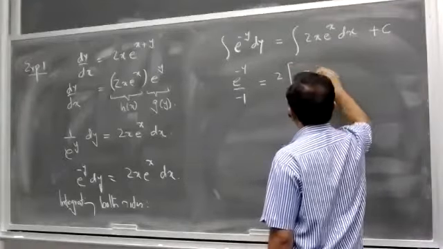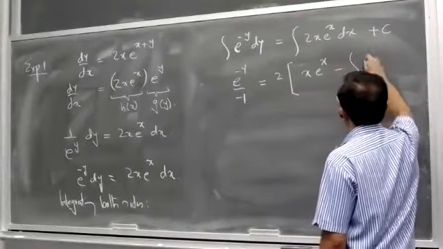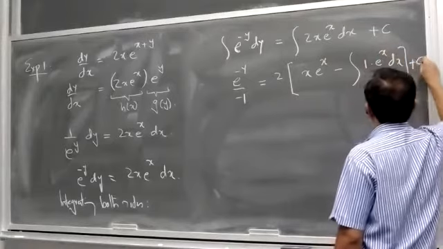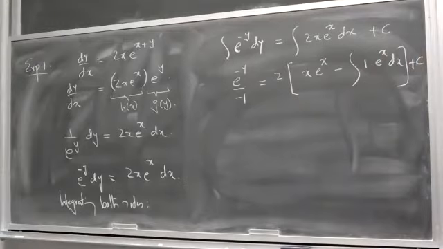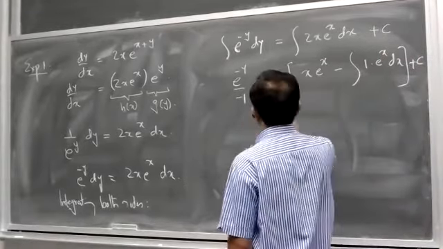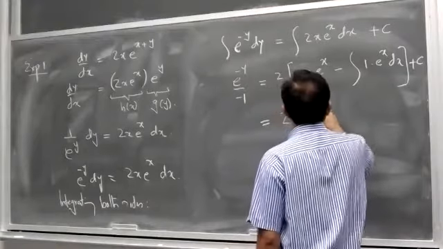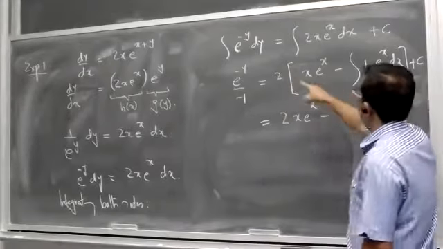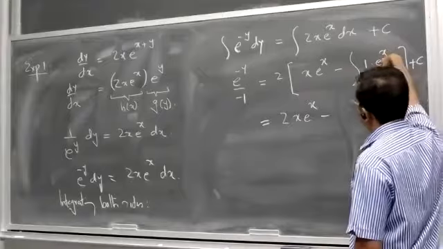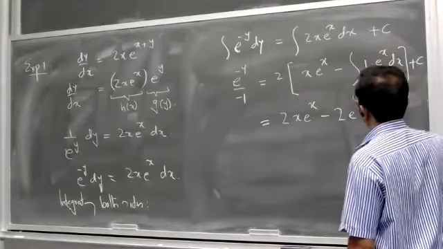So x e raised power x integral e raised power x negative integral 1 into e raised power x dx plus c. So this is done by integration by parts. I hope you know what is integration by parts. Now this can be written as 2x e raised power x negative 2, here also it will be multiplied, e raised power x, and the integral of e raised power x will be e raised power x only. So you get e raised power x plus c.